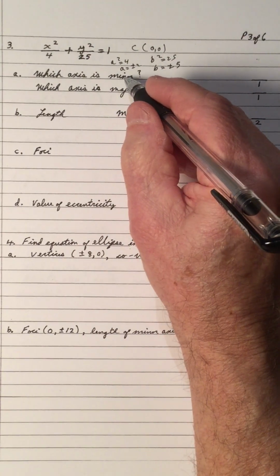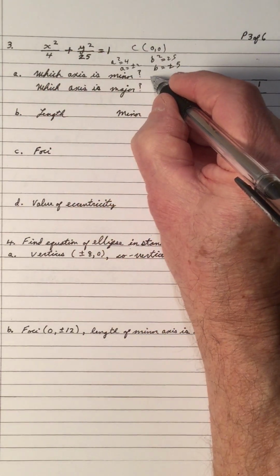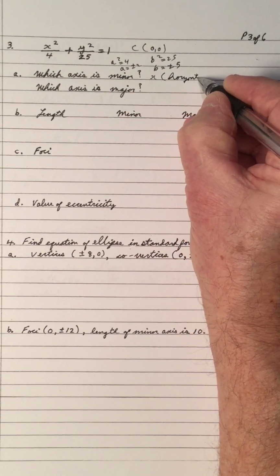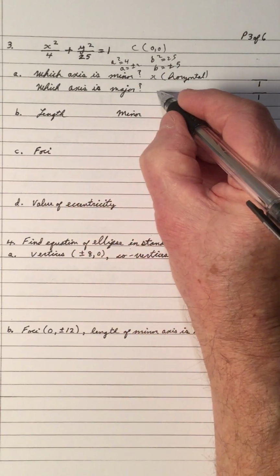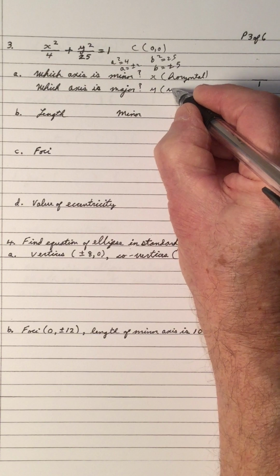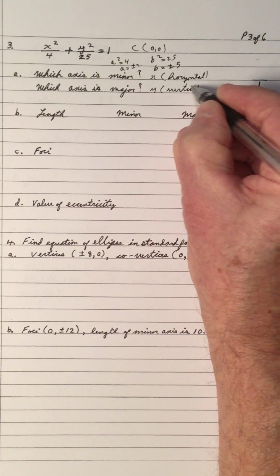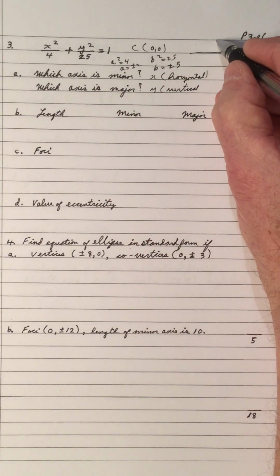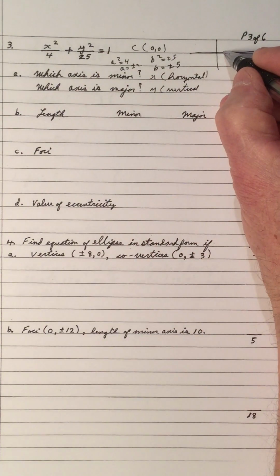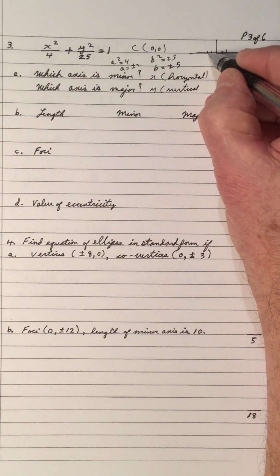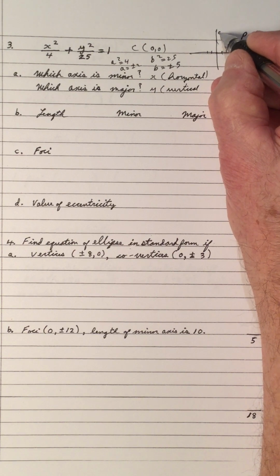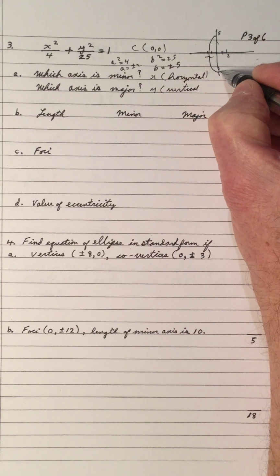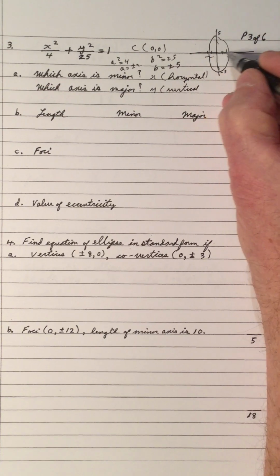So which axis is minor? The minor is the shorter one. So we could say the minor axis is the x, or we could also say the minor axis is the horizontal. And the major axis is the y, or we could say the major axis is the vertical. If you think about drawing it, with the center at 0, 0, x is 2 and negative 2, and y is 5 and negative 5. So it's like this. You can see it's longer here and shorter here.